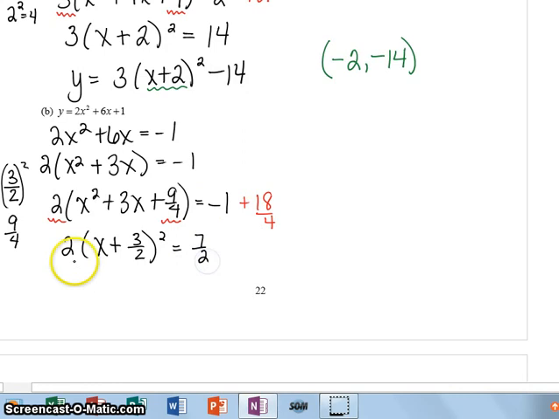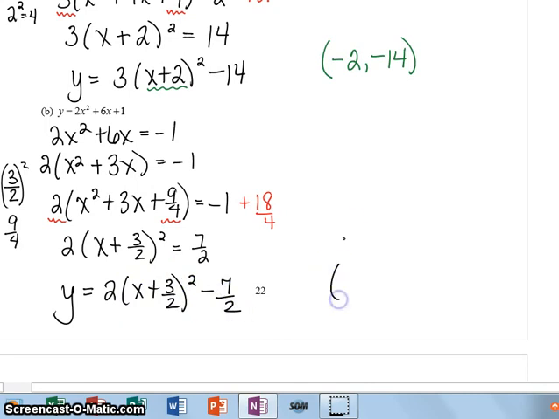And then you have to bring the 7 halves back to the other side. So I'm going to get y equals 2 times the quantity, x plus 3 halves, quantity squared, minus 7 halves. Okay, my turning point, opposite sign of what's in the parentheses, so it's negative 3 halves, and then the negative 7 halves stays the same for my y-coordinate.